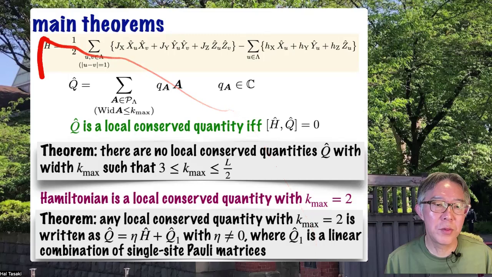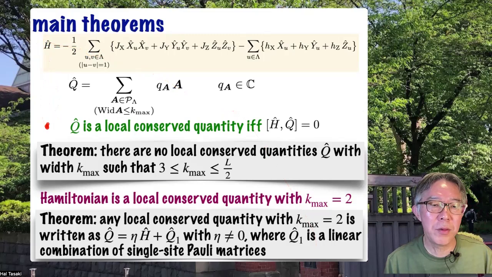So we already talked about all these. Then our theorem says that there are no local conserved quantities Q with width K_max in this range. And of course, you know that there is a local conserved quantity with K_max equal to 2, that is the Hamiltonian. And here is a theorem about K_max equal to 2 conserved quantities.